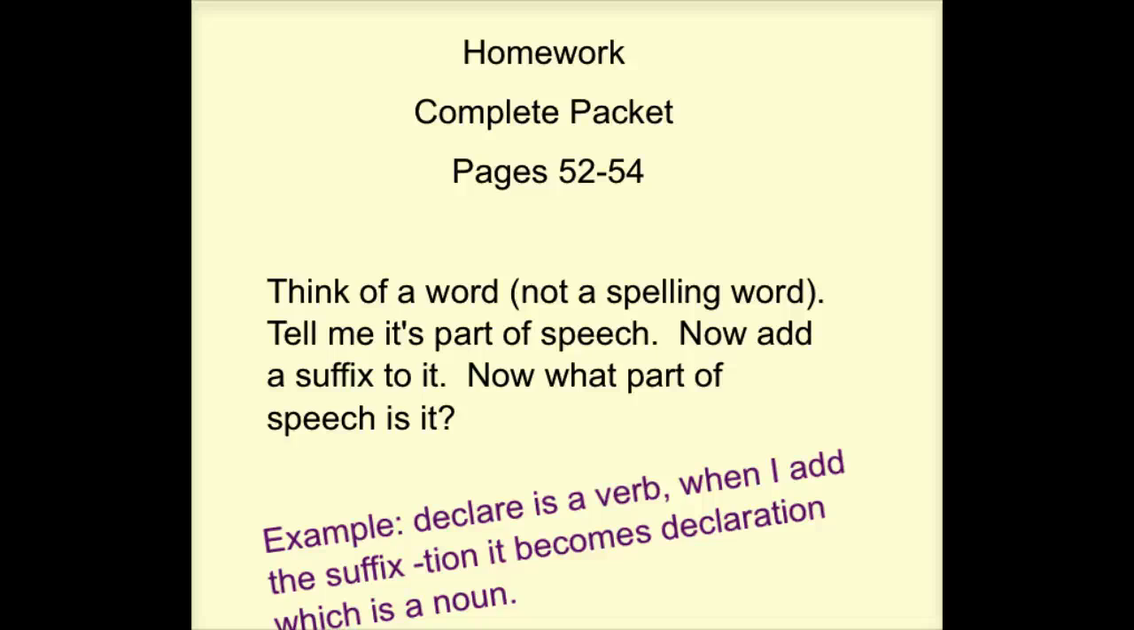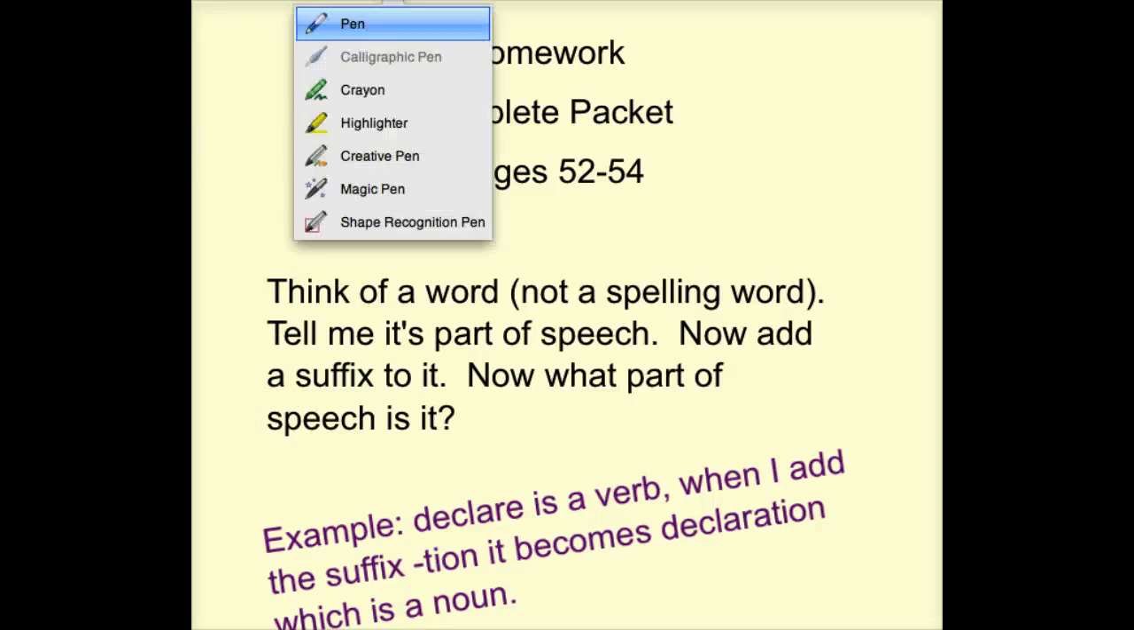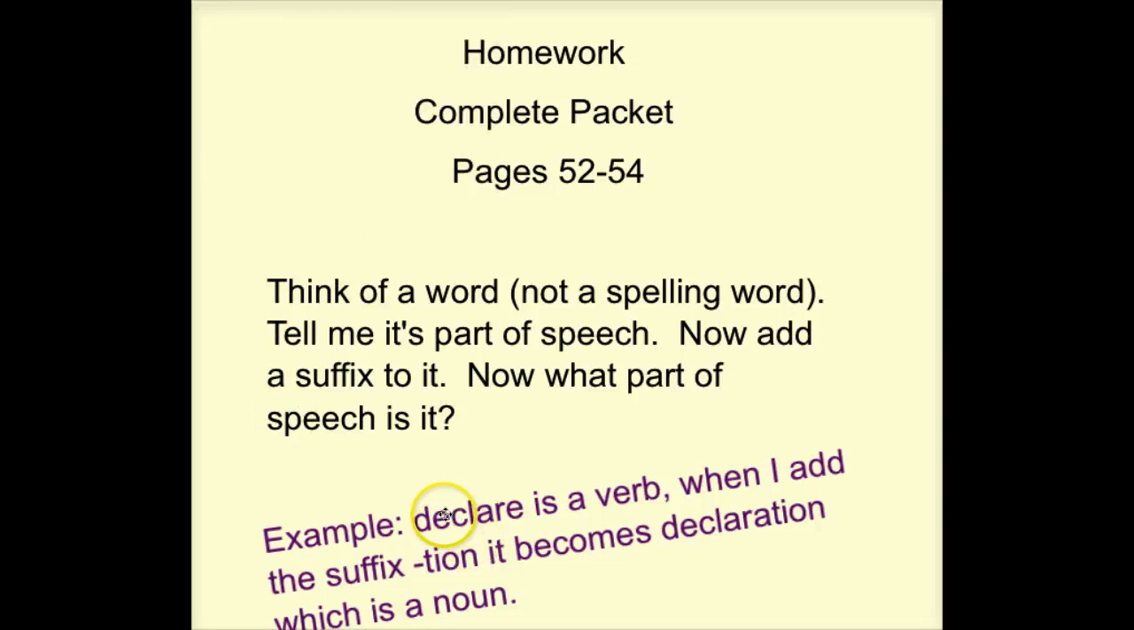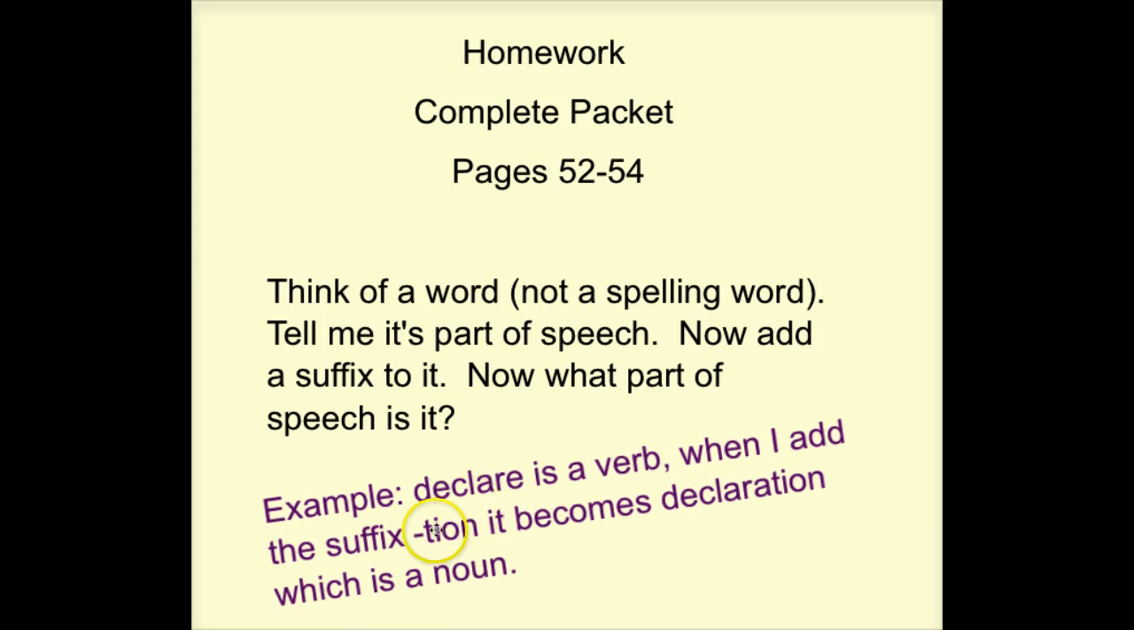So for example, your secret message might look something like this. This is Anselmo. The word I'm thinking of is declare. Declare is a verb. When I add the suffix tion to it, it becomes declaration, which is a noun. Okay? So your secret message should look something like my example.